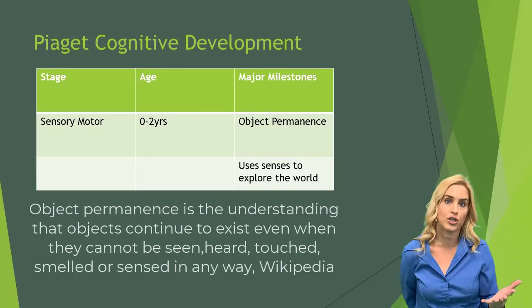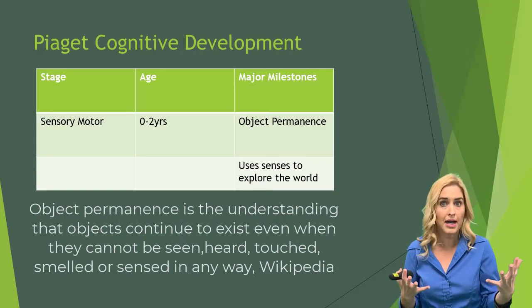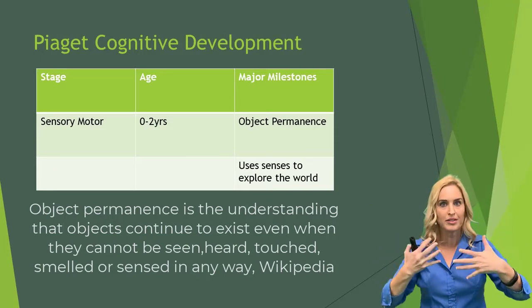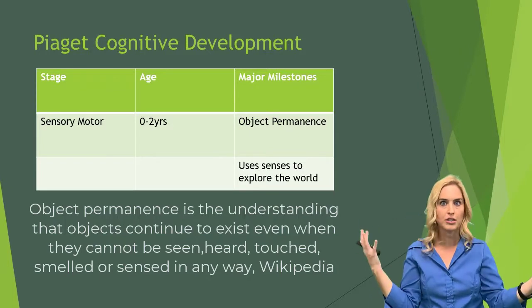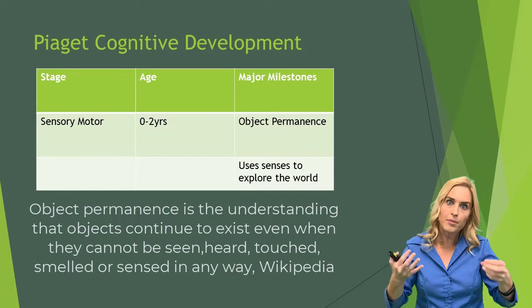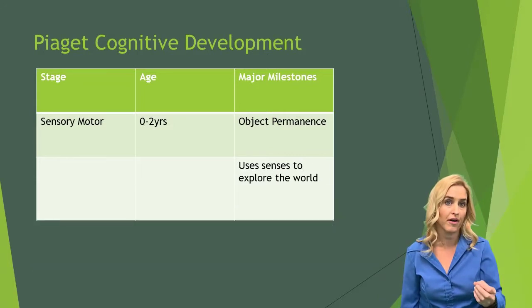Then they have not achieved object permanence. This is one of the reasons why peekaboo is so exciting and so fun for small infants, because mommy's there, mommy's not there, mommy's there. So as soon as the blanket or something covers mommy's face, she's disappeared, and then suddenly she appears again. So object permanence is a major milestone for sensory motor development.